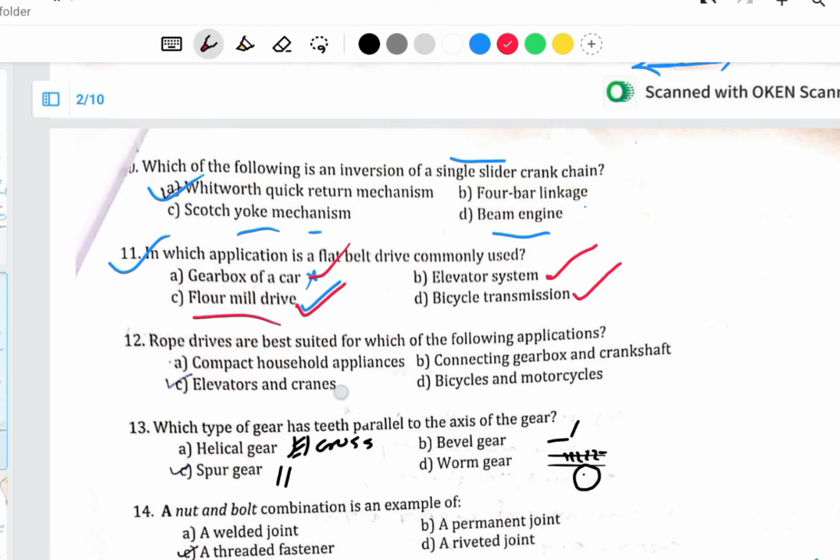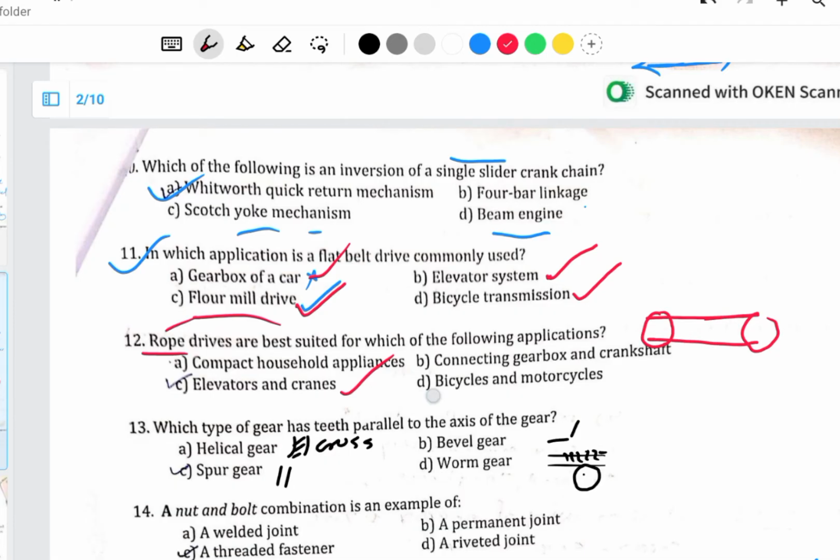Next, rope drives are best suited for which of the following applications? Elevators and cranes use the rope drive, because you have to adjust it again and again. You may need to shift it, so it is easy to assemble in low space, and there is a distance between the two. So it generally depends upon the distance. When the distance between the two drivers is more, you are using the rope.